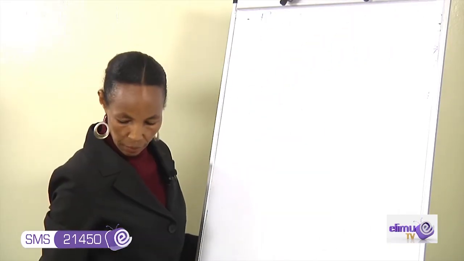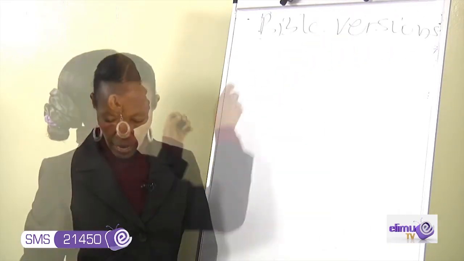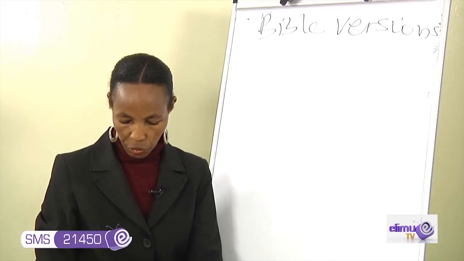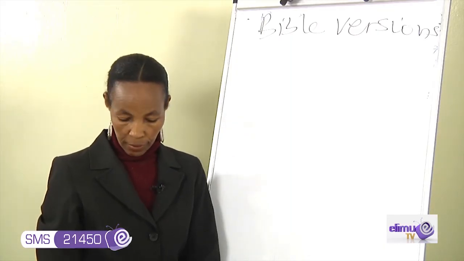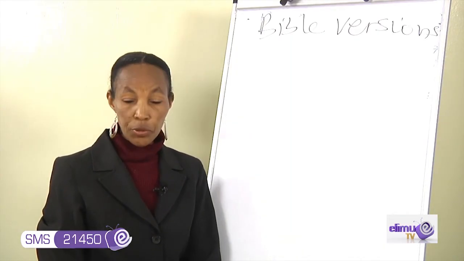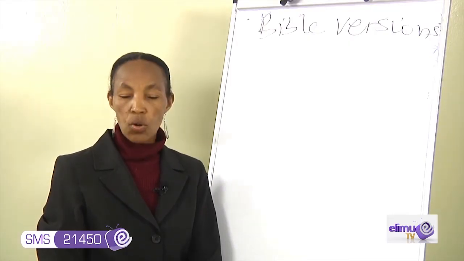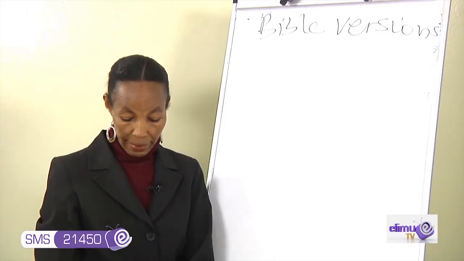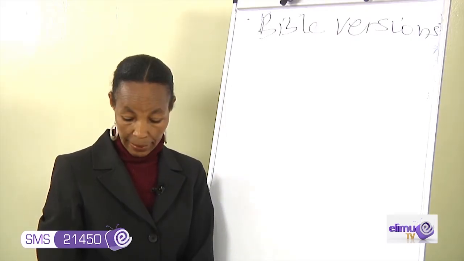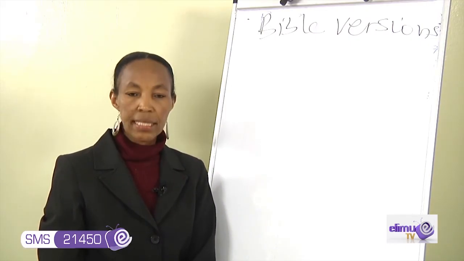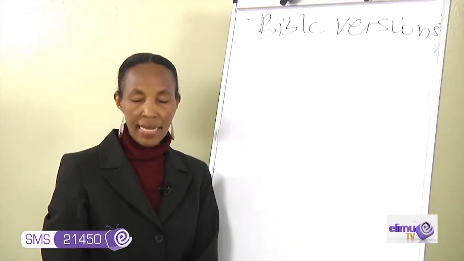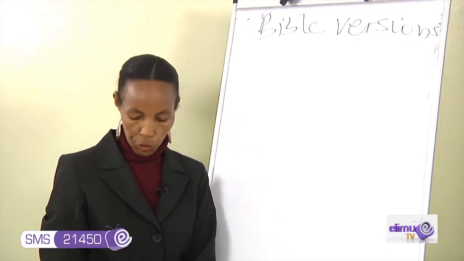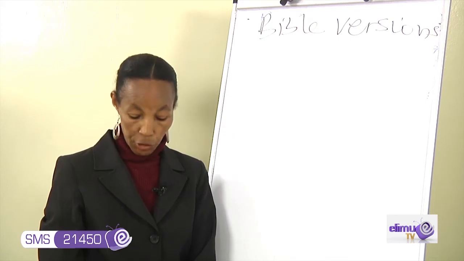Bible versions is the next subheading. A version is the construction of the language that a translator of the Bible uses in his or her work. The aim is to make the Bible content simple to understand without distorting the message that is in the original language. I can repeat the definition.